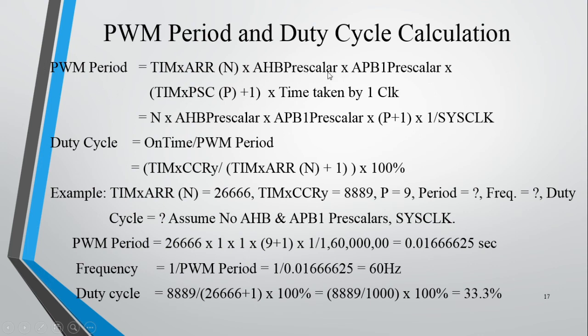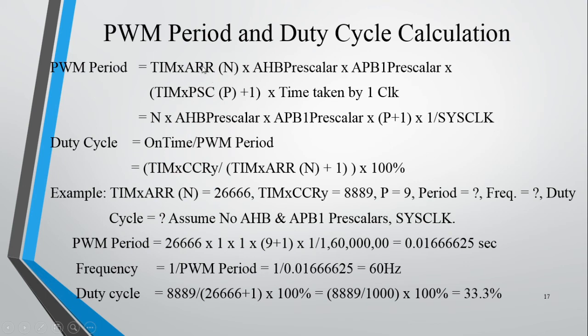Assume any prescalars for AHB1 and APB1. Then assume a prescalar for the timer. You can take it as 10 or 9. Then the time taken for one clock is 1 by 16 megahertz. So the AHB prescalar, APB prescalar, timer prescalar, time taken for one clock and time period are known. Since all these values are known and the timer ARR value is the only unknown, you will get a particular value of ARR, right?